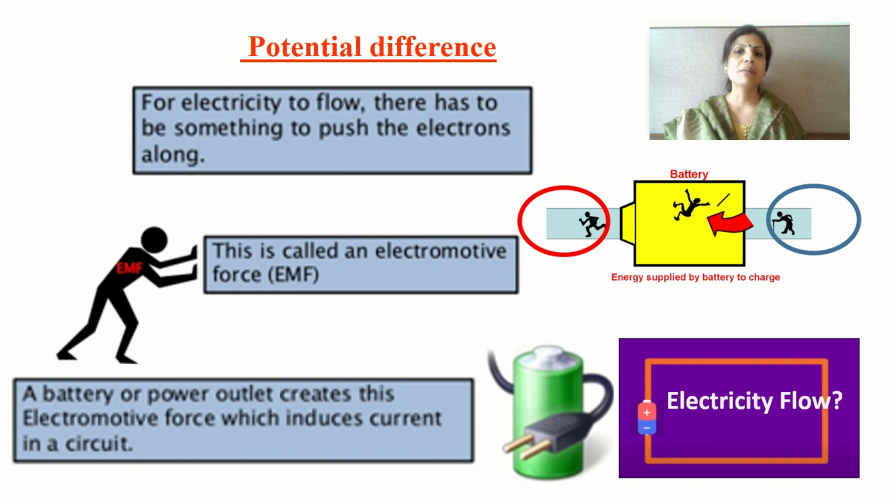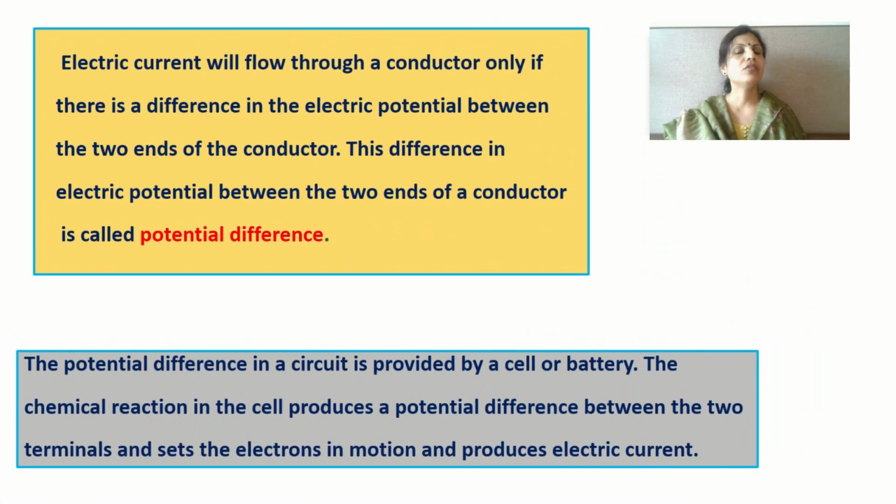Alright, so we can summarize it like this. The electric current will flow through the conductor only if there is a difference in electric potential between the two ends of a conductor. And this difference in the level of the number of electrons at one particular end is created with the help of a cell or a battery. This difference in electrical potential between the two ends of a conductor is called potential difference. And this potential difference in the circuit is provided by a cell or a battery.